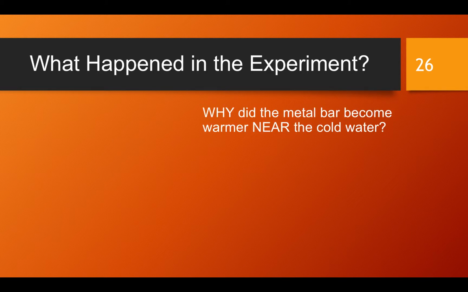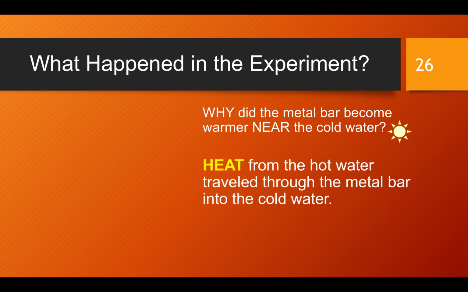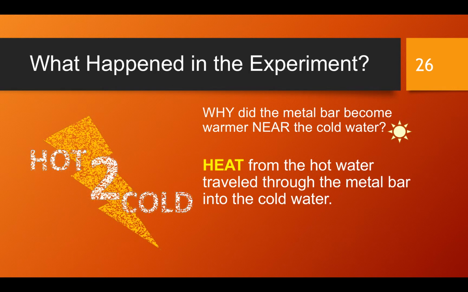What happened in the experiment? Why did the metal bar become warmer near the cold water? It's because heat from the hot water traveled through the metal bar by conduction and into the cold water. Heat moves from hot to cold. This is a very important concept. Heat always moves from the hot body or hot material to the cold body or cold material.